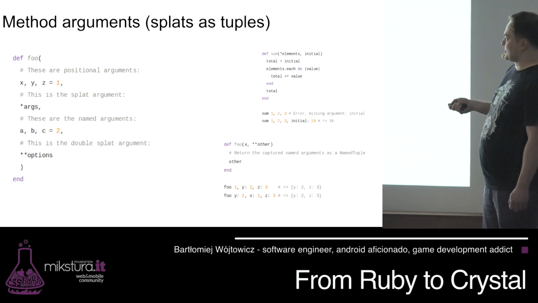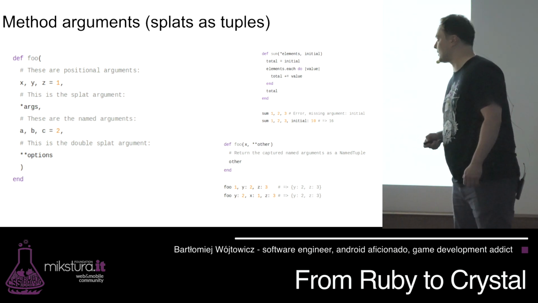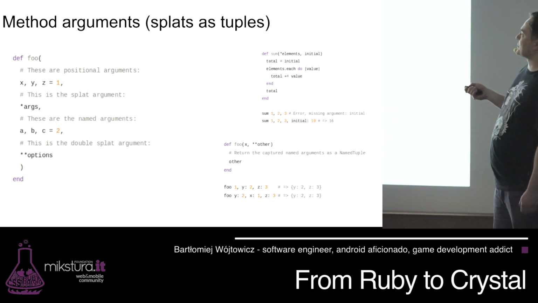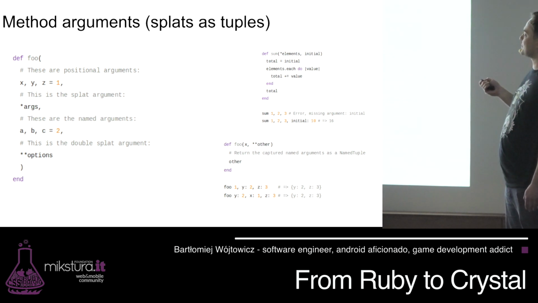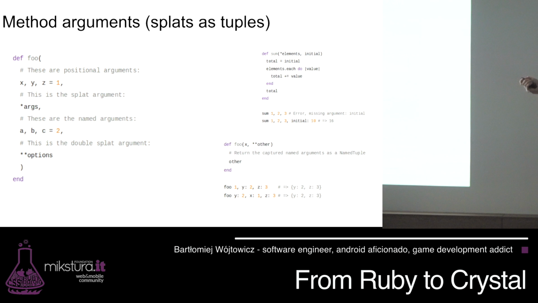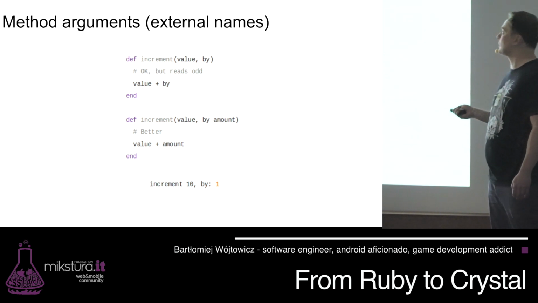Okay, so here's the general description of what kind of parameters you can have. So let's consider now the splats. This is similar to Ruby, but in Ruby you've got an array. In Crystal it would be a tuple. So with a single asterisk, you will have the elements as a tuple. And if you use a double splat, you will have a named tuple. So that's what you need to remember.